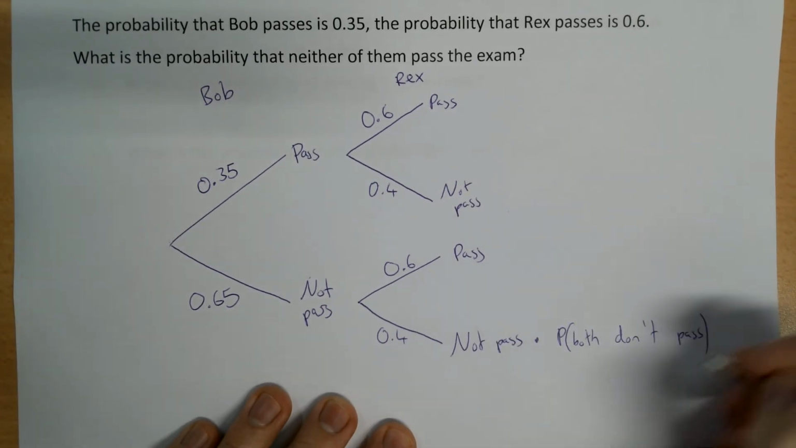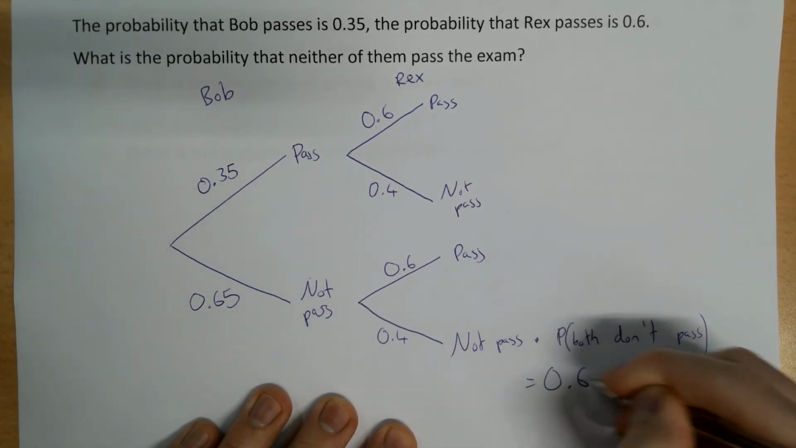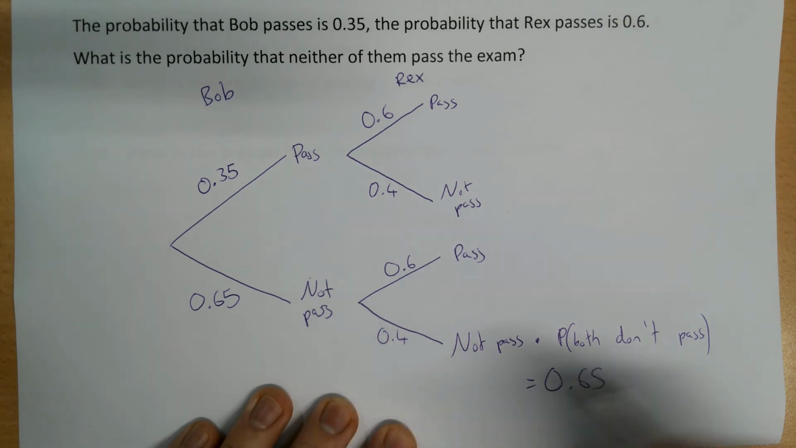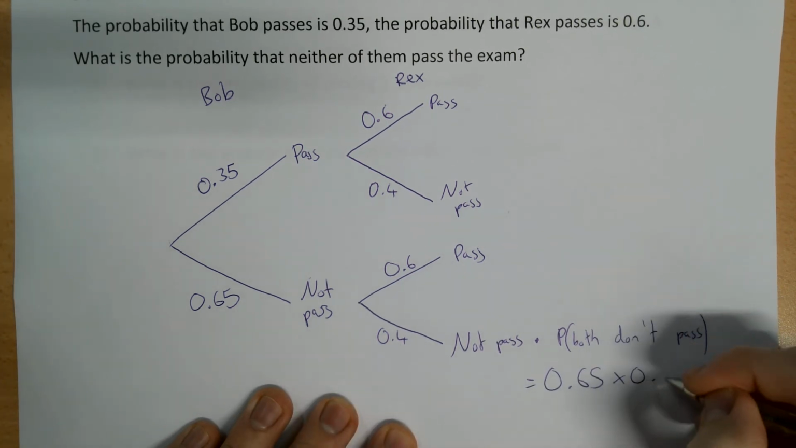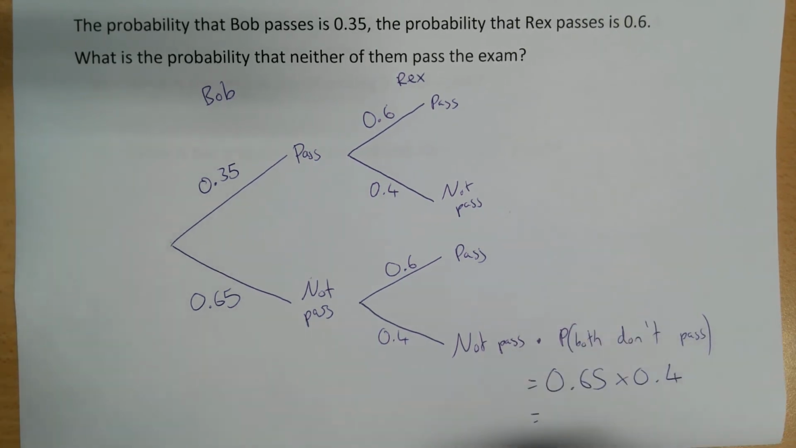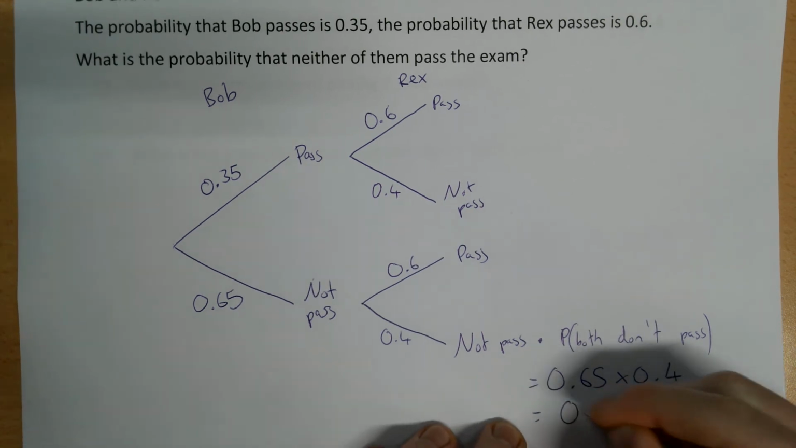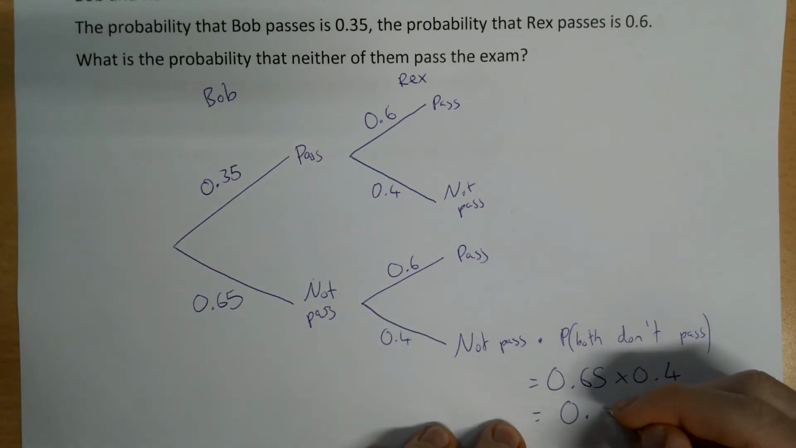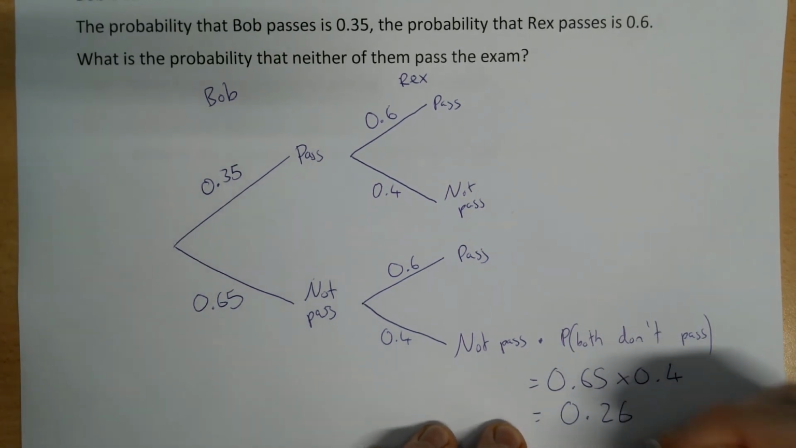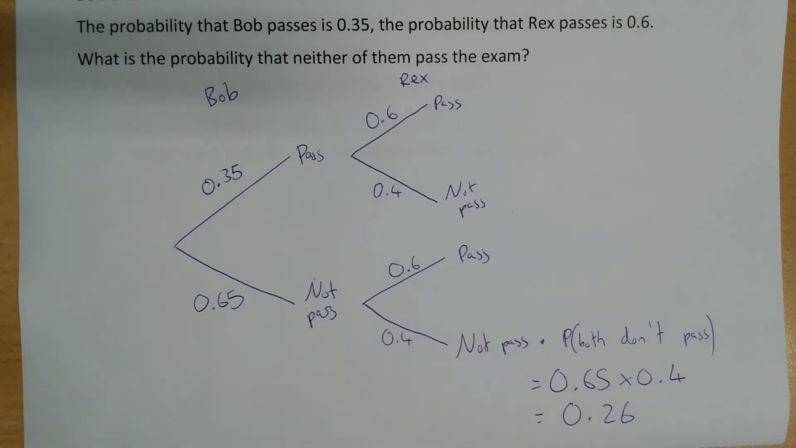0.65 times 0.4. We could work that out with a written method, using 4 times 65 and putting the decimal places back in, but I'm happy for you to just type it in a calculator. My calculator is just off screen, but I've put it in and it's told me that 0.26 is the probability that they both don't pass.